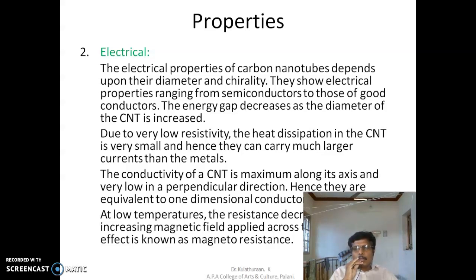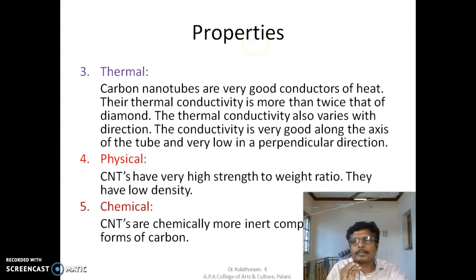The conductivity of the carbon nanotubes is maximum along its axis and very low in perpendicular directions. Hence, they are equivalent to one-dimensional conductors. At low temperatures, the resistance decreases with the magnetic field applied across the carbon nanotubes. This effect is known as magnetoresistance.